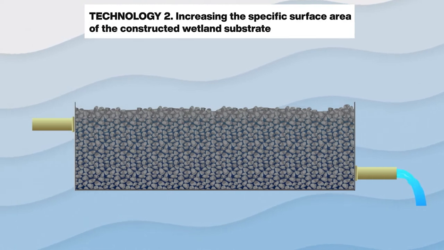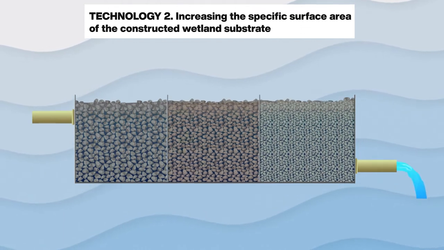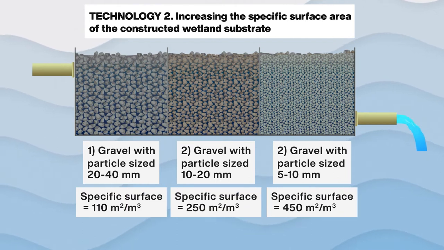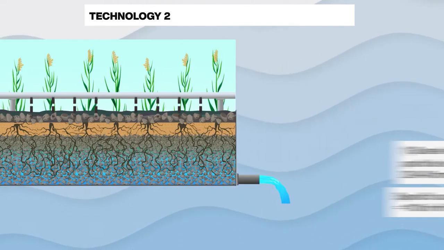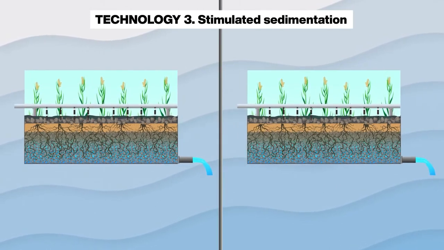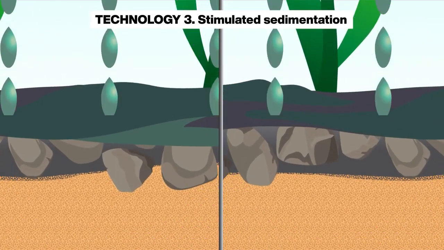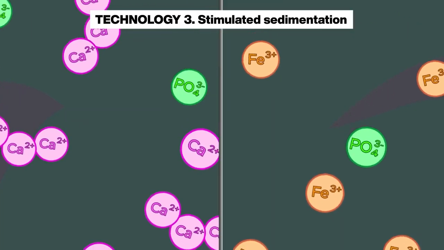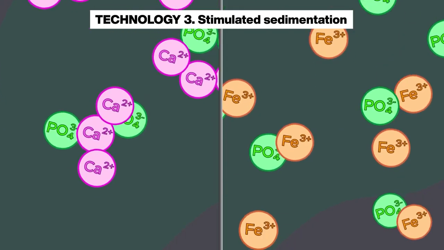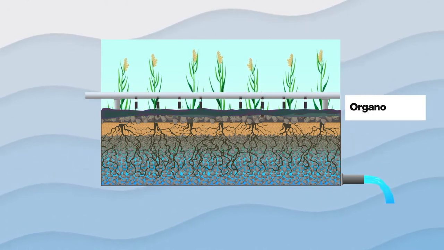The second technology is embedded in the very construction of the wetland and is based on the fact that the intensity of phosphorus sorption is directly proportional to the specific surface area of the wetland substrate. And finally, the third technology, which stimulates chemical reactions, triggering the sedimentation of phosphorus compounds. Usually iron or calcium compounds are used as such stimulants. When added in the wetland substrate, they release cations of these metals into the water. Phosphates are accumulated in organomineral deposits so that the effluent comes out free of phosphorus.